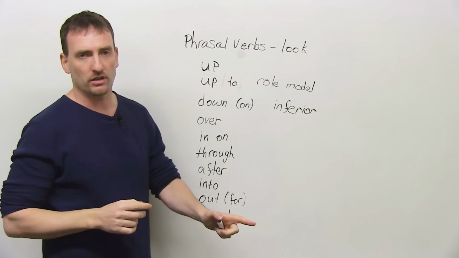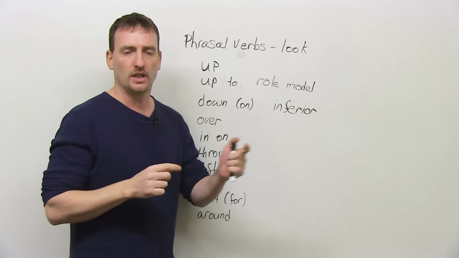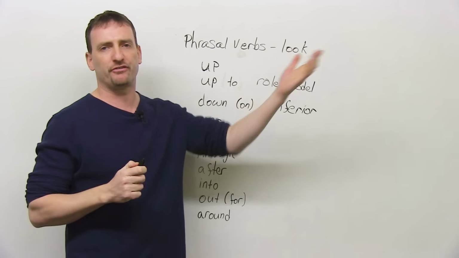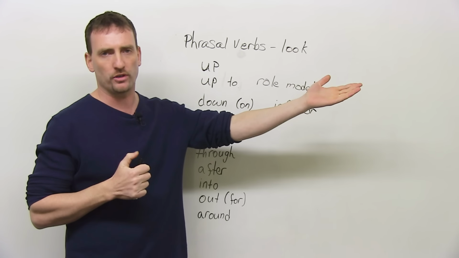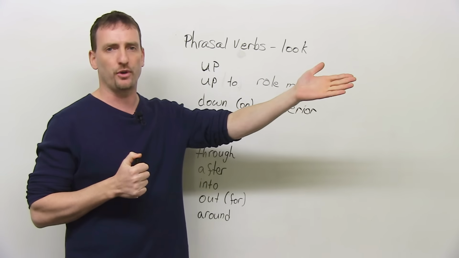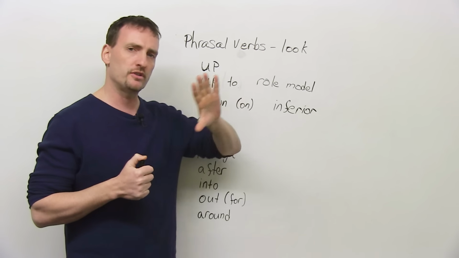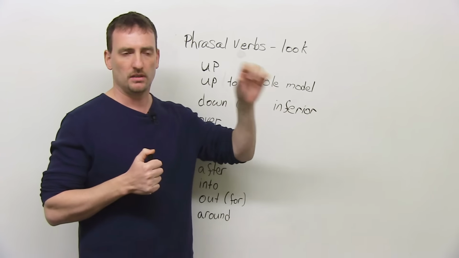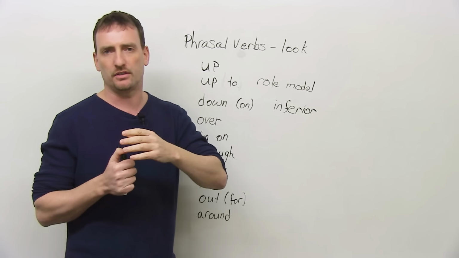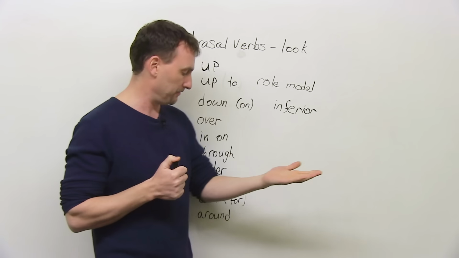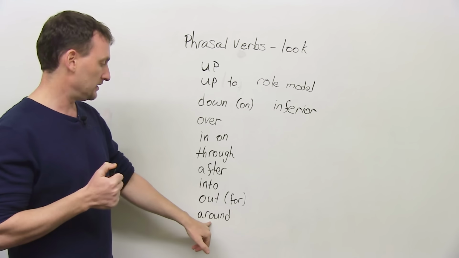Look out for means pay attention to. So I will meet my friend on the corner, but I want you to look out for him or her in case you see them and I don't. Okay? Look out for, just pay attention to. Be ready for something to happen. Expect something to happen. Last, look around.